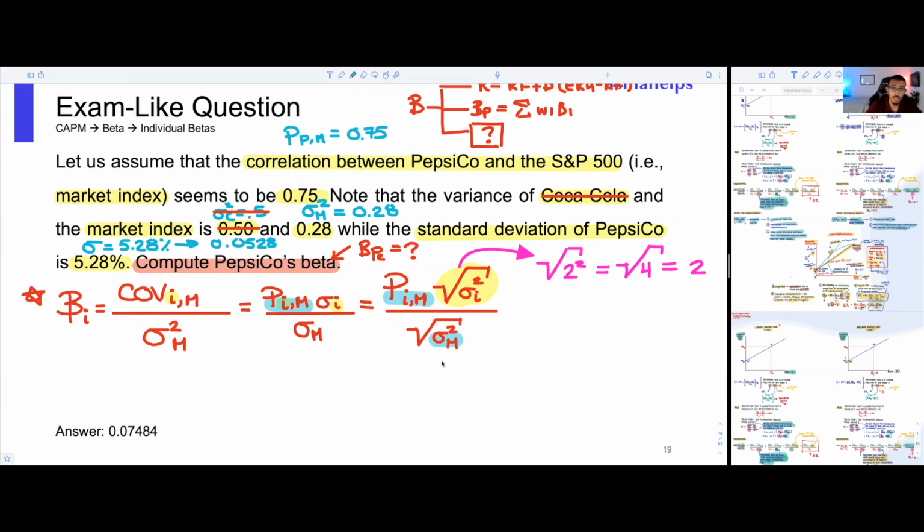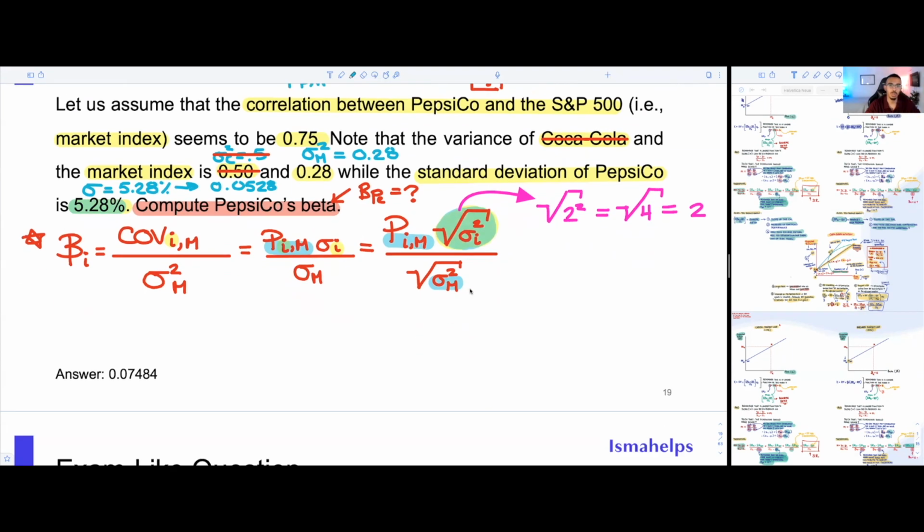And we also know that the standard deviation of PepsiCo is equal to 5.28%. So that's pretty interesting. I'm so sorry if I'm getting lost. This is like the 10th video, my bad. But we know the standard deviation of PepsiCo is equal to 5.28%, so it's equal to this number right here. So we could simply write it as being what's being highlighted.